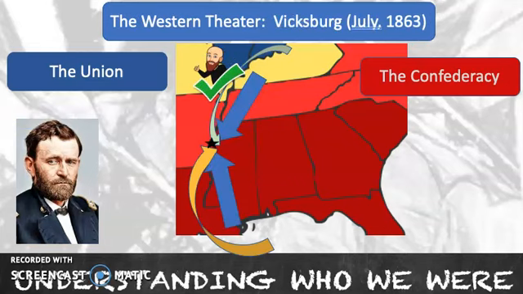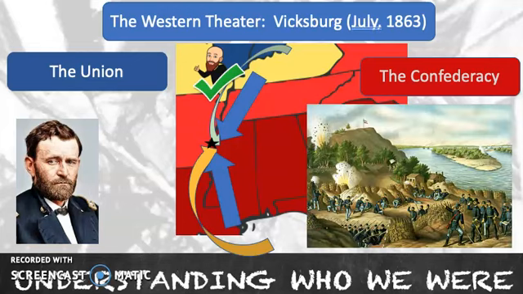So the next goal is to get Vicksburg. It's a city on the Mississippi River, about halfway up in Mississippi. You can see that the goal here for the Union is to break it off. They had been coming up from New Orleans and down from Shiloh, and they surround Vicksburg. If you look at the picture of Vicksburg, you can see it is way up on a hill.